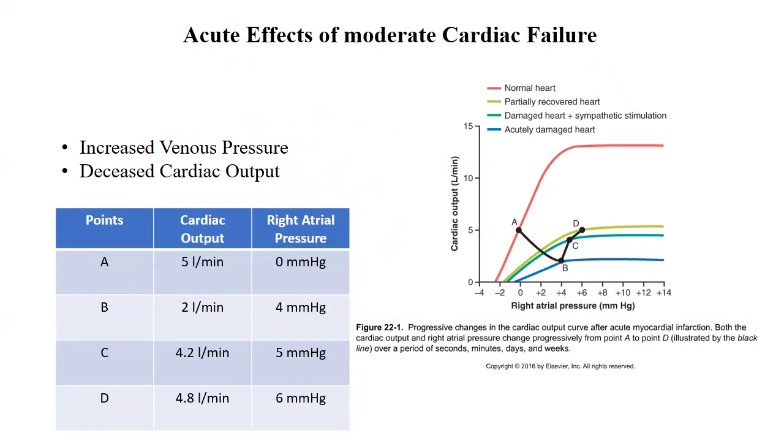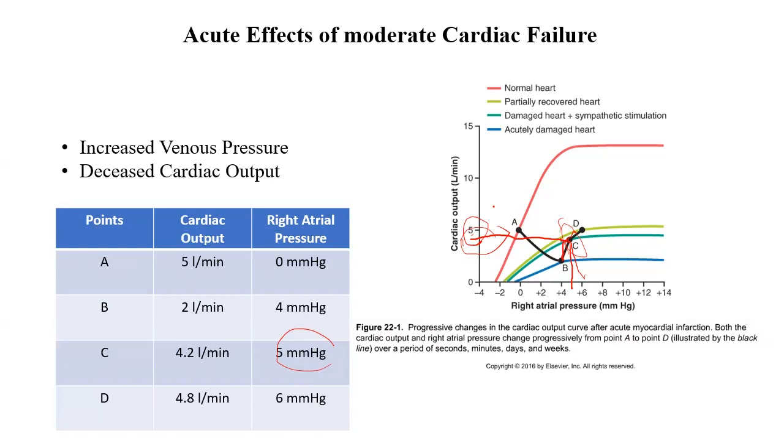Now, we're going to move to point C. When you see from A to B, the slope is decreasing. But now from B to C, we're moving up. What does this upward movement suggest? Still there is an increase in the right atrial pressure, almost 5 mm of Hg. But look at the cardiac output. It's increasing. It's 4.2 liters per minute, and 5 mm of Hg is the right atrial pressure.